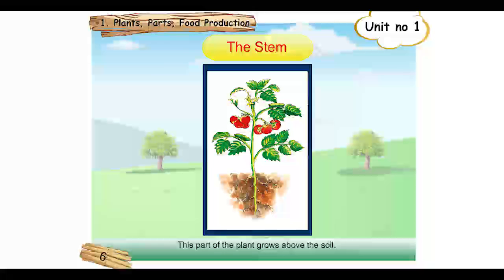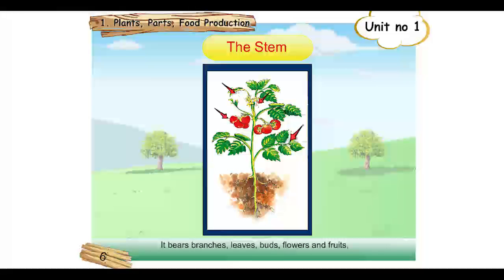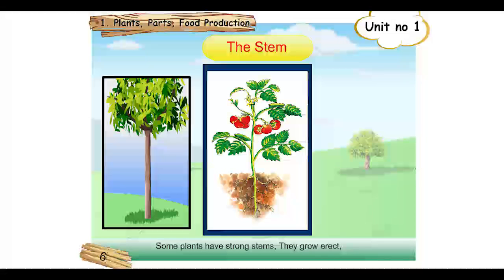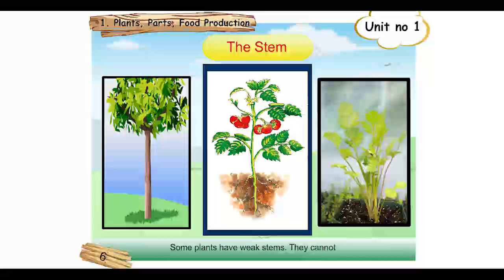The stem. This part of the plant grows above the soil. It bears branches, leaves, buds, flowers and fruits. The size of the stem differs in different plants. Some plants have strong stems. They grow erect. Some plants have weak stems. They cannot stand firmly above the soil.